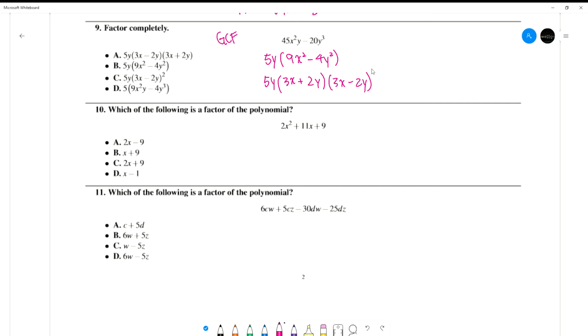Okay, does anyone have questions with that one? Right, so make sure you double check. It's not answer B, right? As you see, it's going to be answer A.